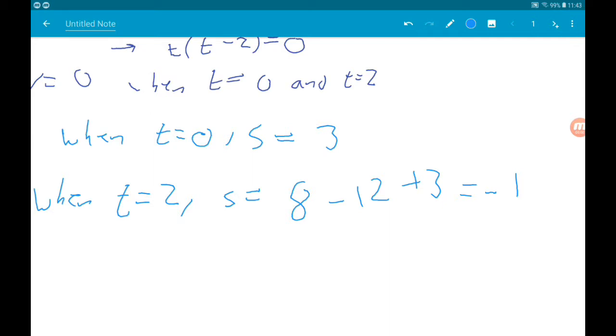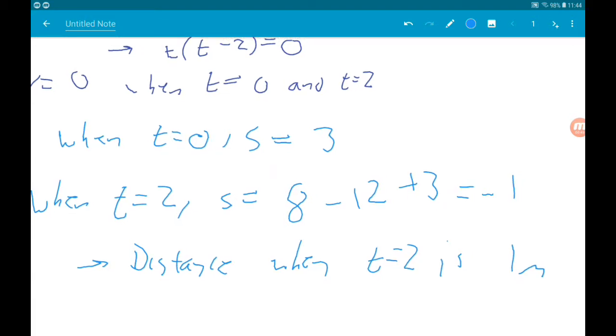But we need to be very careful here. The question said to find the distance from O. So the displacement being minus 1 means the particle is 1 behind O. So the distance when t is 2 is 1 meter. And up here as well, we should really have 3 meters. Cool.